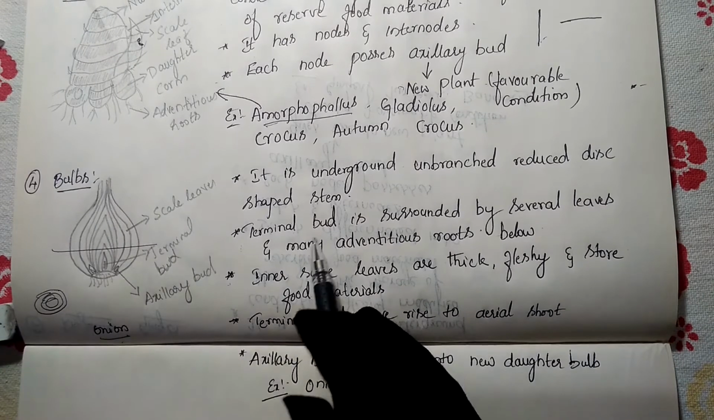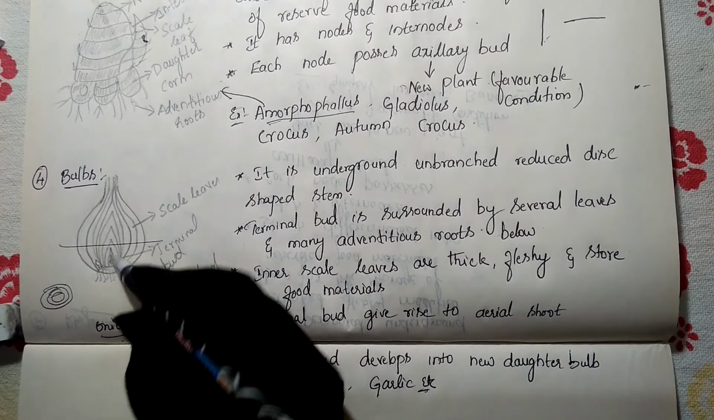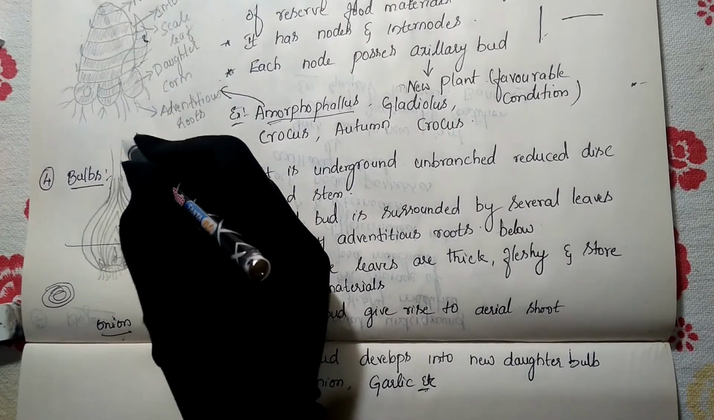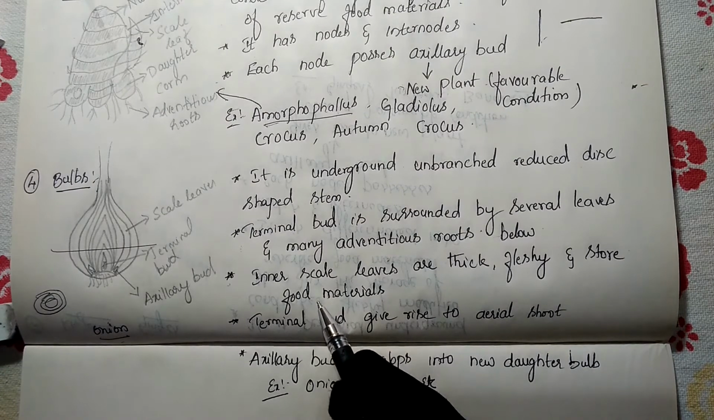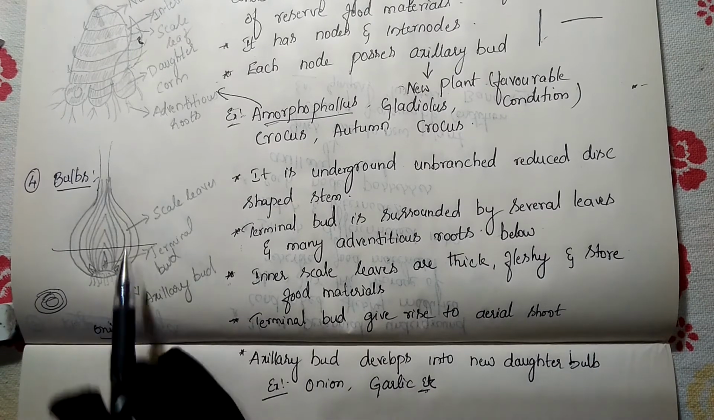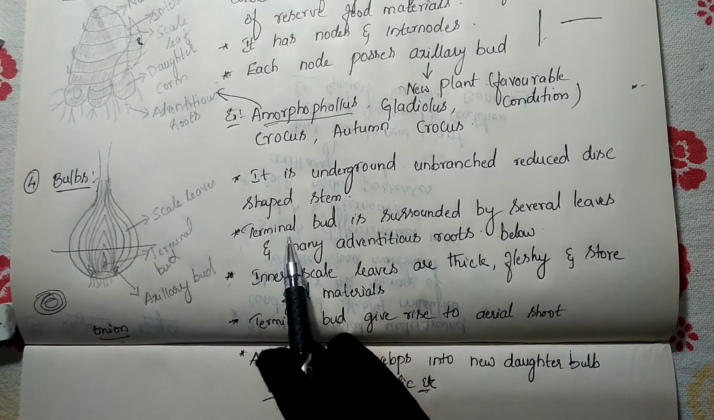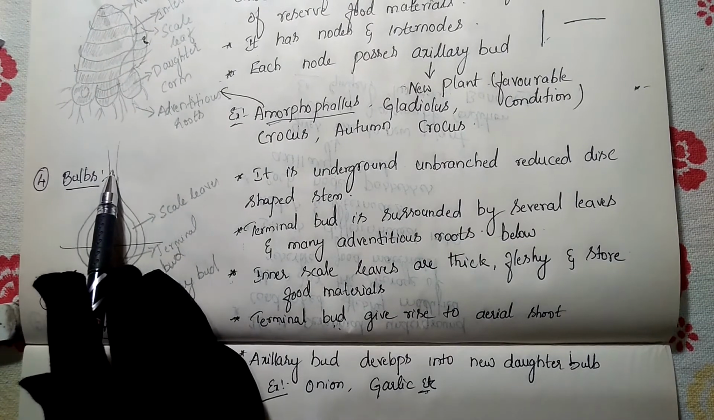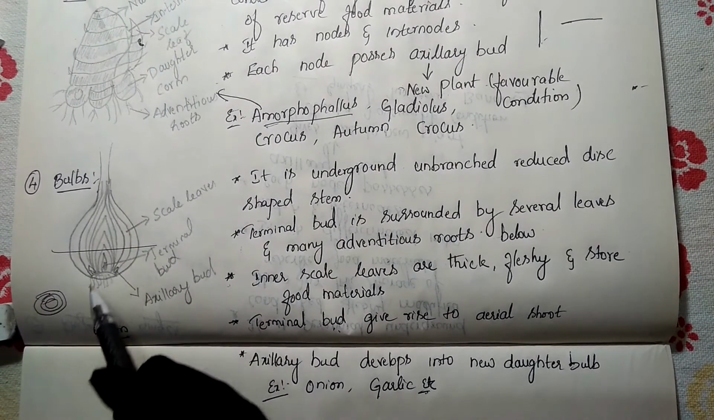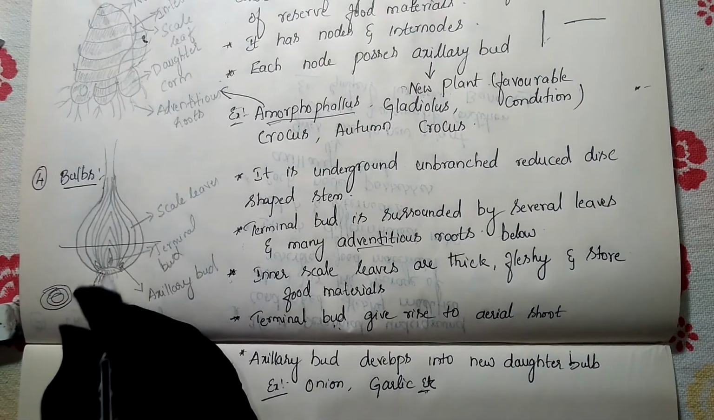Next, this terminal bud will give rise to the aerial shoot. Aerial shoot means the part present above the surface of the soil, which we call the aerial shoot system. So in the onion, the shoot system arises from the terminal bud. Below this terminal bud we will find a number of adventitious roots here.